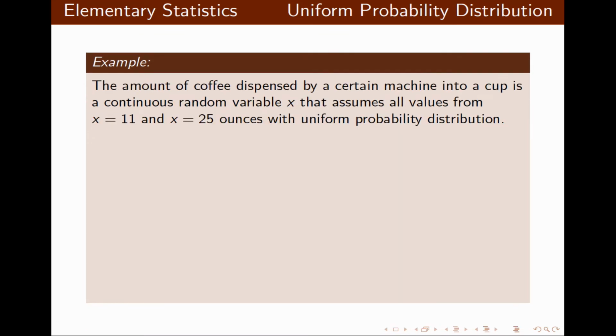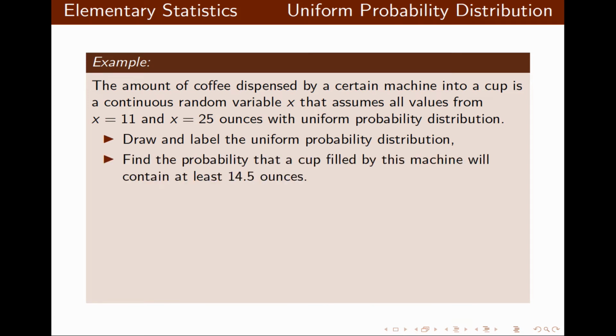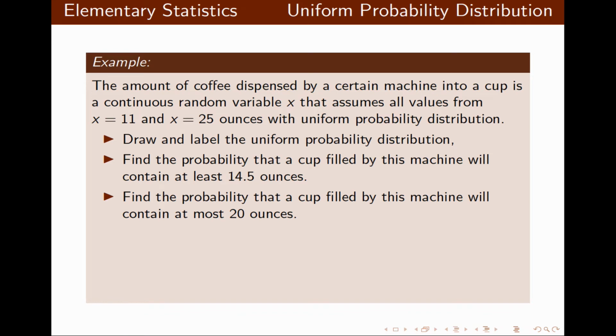Here's another example. The amount of coffee dispensed by a certain machine into a cup is a continuous random variable X that assumes all the values from 11 to 25 ounces with a uniform probability distribution. We want to draw and label the uniform probability distribution. We want to find the probability that a cup filled by this machine will contain at least 14.5 ounces.